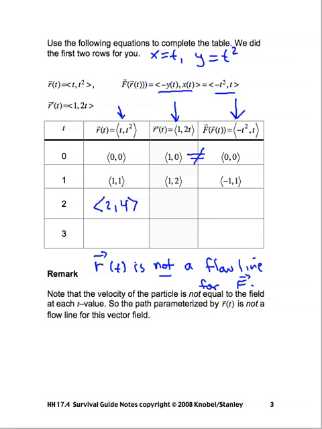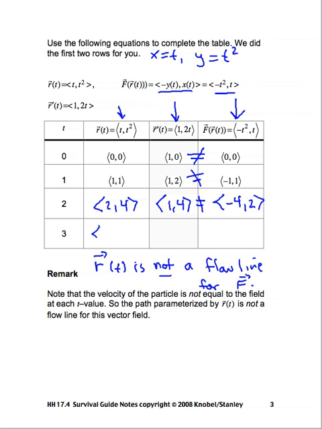You can look at the velocity vector at that point along the path. That's given by r prime. With t equals 2, you get 1 comma 4. And then you can evaluate the field at that point, 2, 4, and minus t squared, so you get minus 4 comma 2. So these are not equal, in fact, none of these are equal, actually, it turns out.